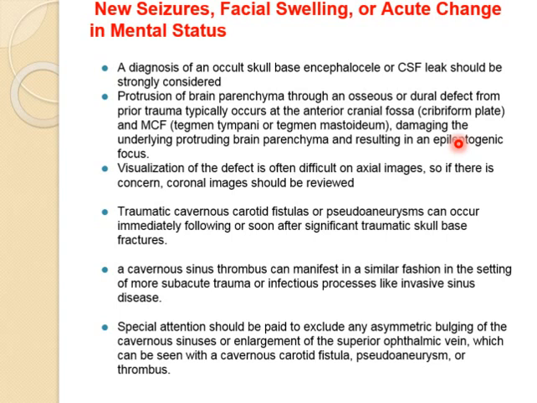Traumatic cavernous carotid fistula or pseudoaneurysm can occur immediately following traumatic skull base fractures. Cavernous sinus thrombosis has a similar presentation in subacute trauma or infectious processes like invasive sinus disease. Special attention should be paid to exclude any asymmetric bulging of the cavernous sinus or enlargement of the superior ophthalmic vein, which can be seen in cavernous carotid fistula, pseudoaneurysm, or thrombus.